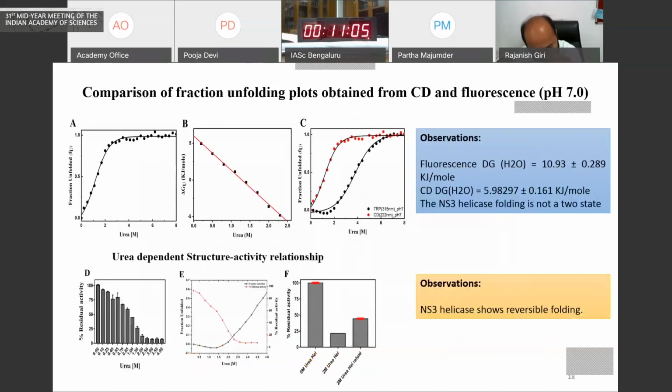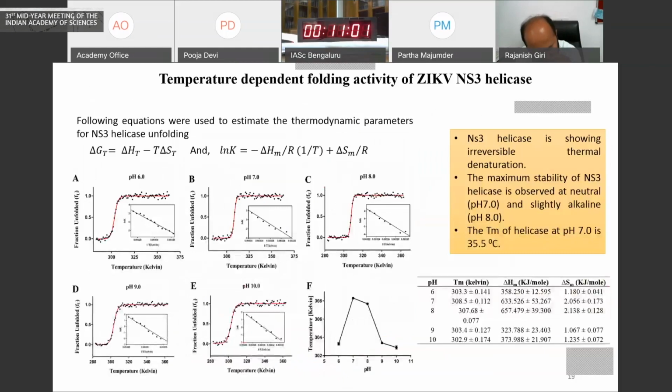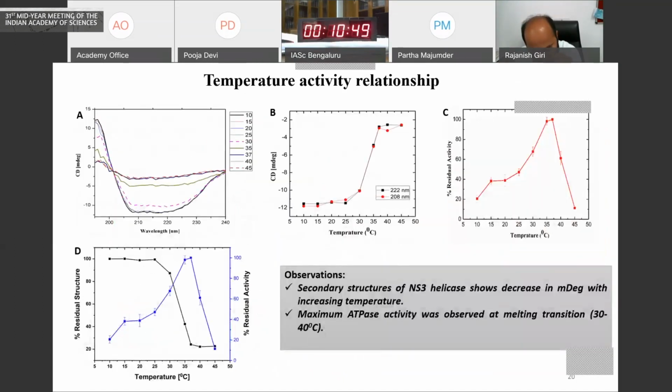Further, we performed the folding-function relationships, and we also performed the thermodynamic experiments to understand the thermodynamics of the system. And we found that the Tm of the helicase is very close to the physiological body temperature. And there was a question in our mind, because the highest activity was also closer to the body temperature.